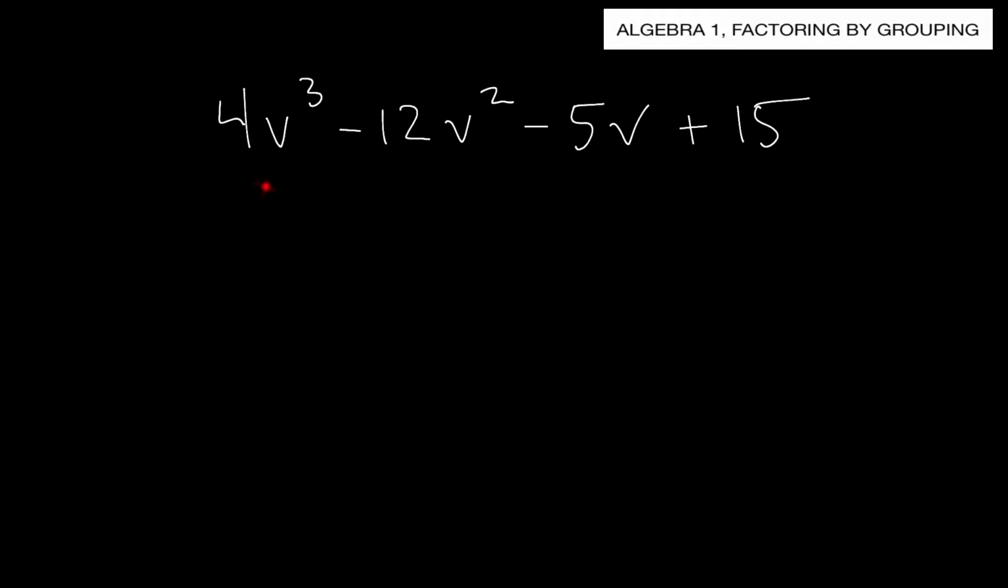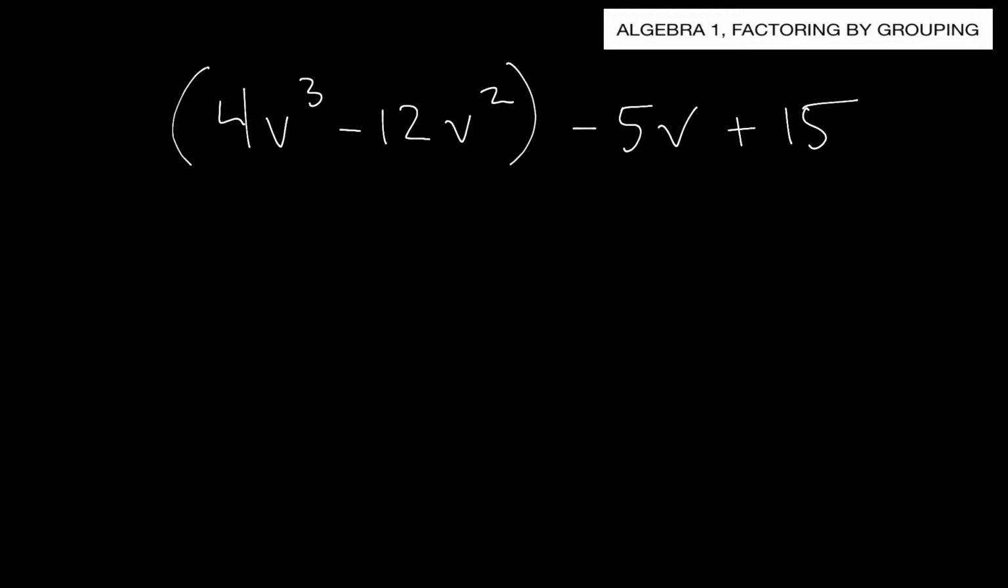Alright, 4v cubed minus 12v squared minus 5v plus 15. So let's split this apart here at this point. And actually, I'm going to move this over here a little bit, and I'm going to show you why. I'm going to move that over just a little bit. Okay, so we're going to split this group here first.